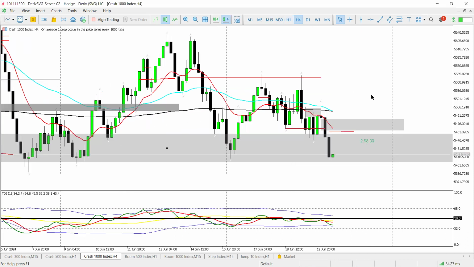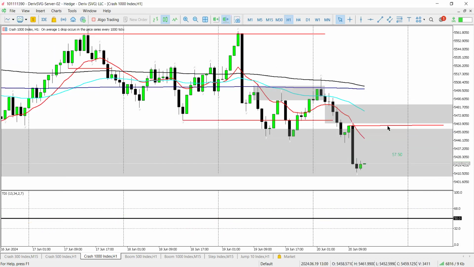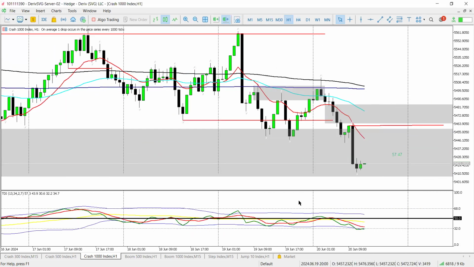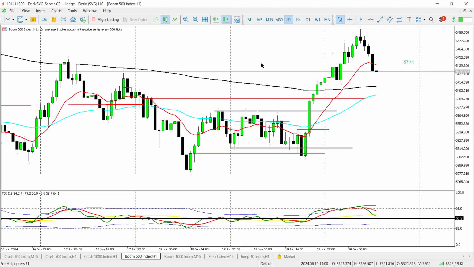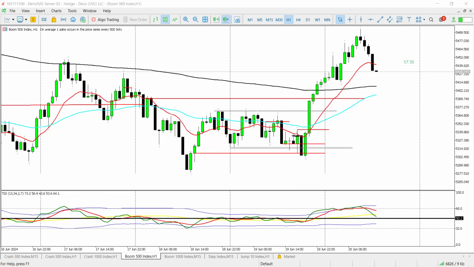So this gray zone is sort of, okay, let me just leave it there for analysis purposes. So on H1, we're going to wait for price to retrace into an OB before we actually look for sells. So that's my view on C1000. B5, I took it yesterday. I took it right here.